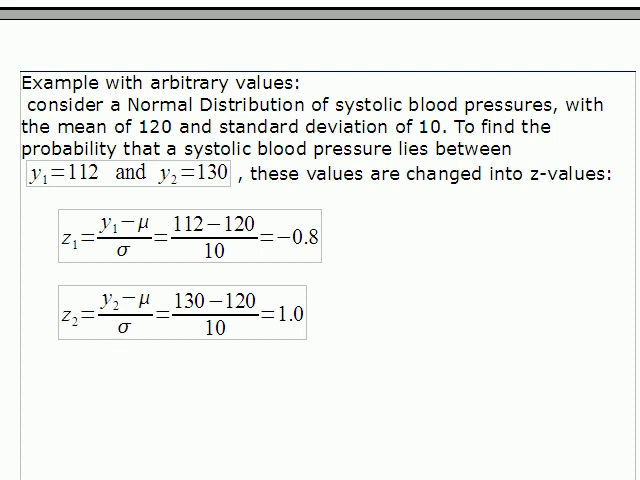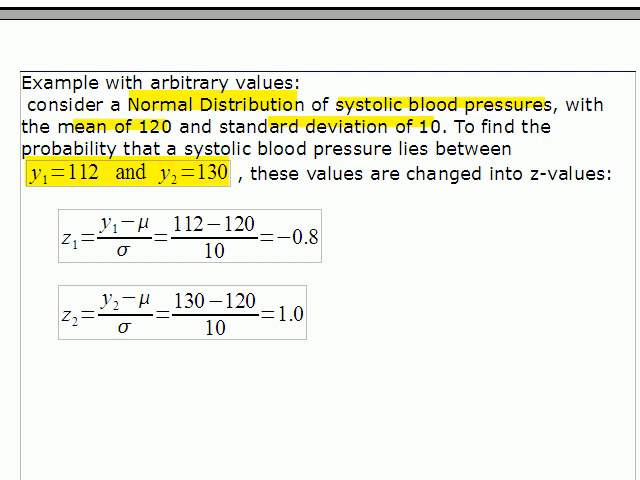Earlier there was an example of some normally distributed data for systolic blood pressure in a study, and the mean was 120, the standard deviation was 10. So you wanted to find the probability that a systolic blood pressure was between 112 and 130. Okay, these are arbitrary values. Before, we looked at the probability and the percent of the values that were between the mean and a certain number of standard deviations. Now we're just going to look at arbitrary values.